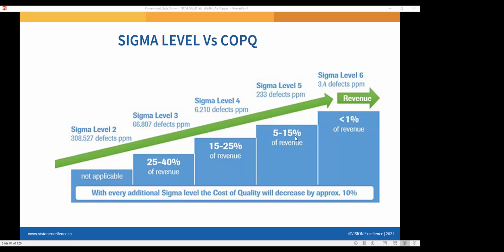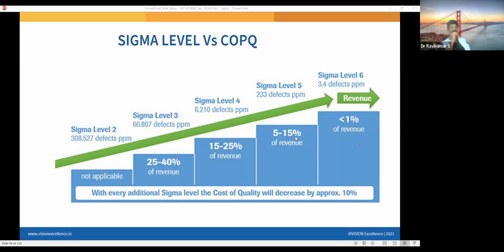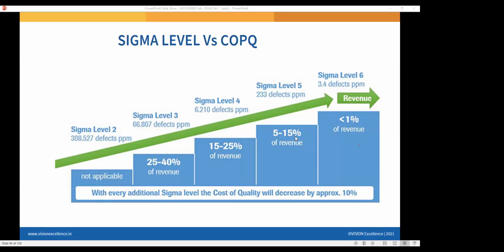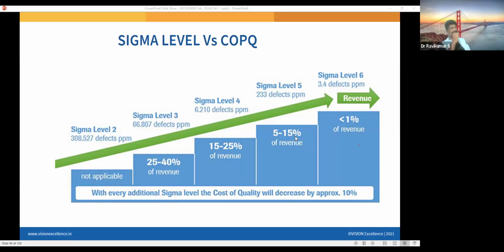Yes, Nataraj? Yes, here sir, because the title of the graph says sigma level versus COPQ. The sigma level is increasing from 2, 3, 4, 5, and 6. Which axis is showing the COPQ here? That is what I'm trying to explain.